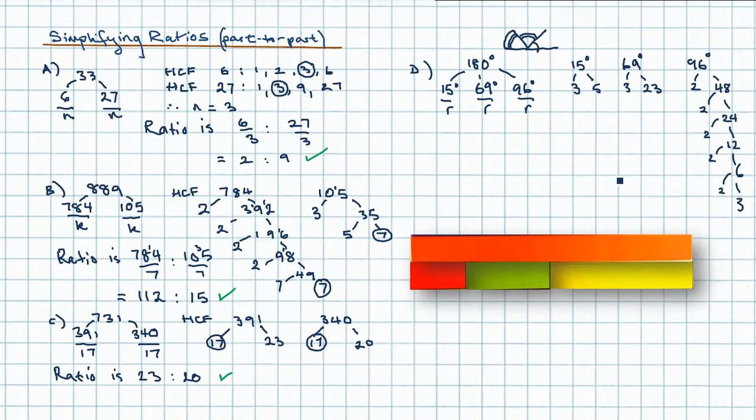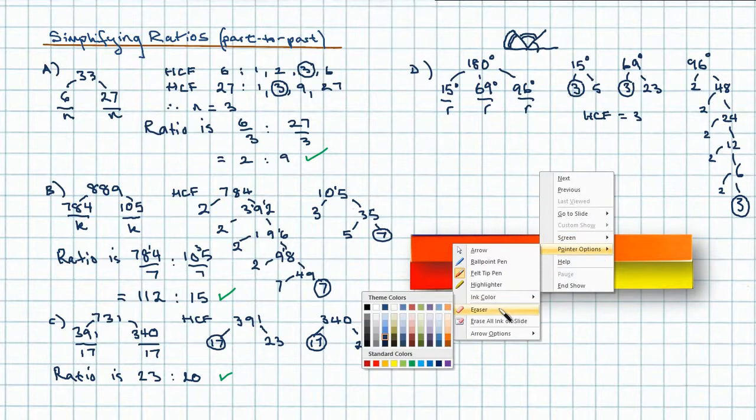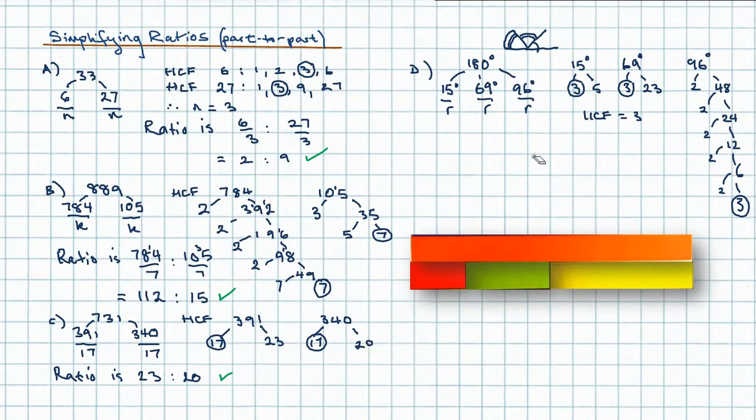So what are our common factors, and what's the highest of them? Well, there's only one common factor again in this situation, so we've got a 3 here. All of those 2's are not common. We've got a 3 here, and we've got a 3 here. So our highest common factor should be 3. So HCF equals 3. Let's just write that down. HCF equals 3. Make that a bit neater.